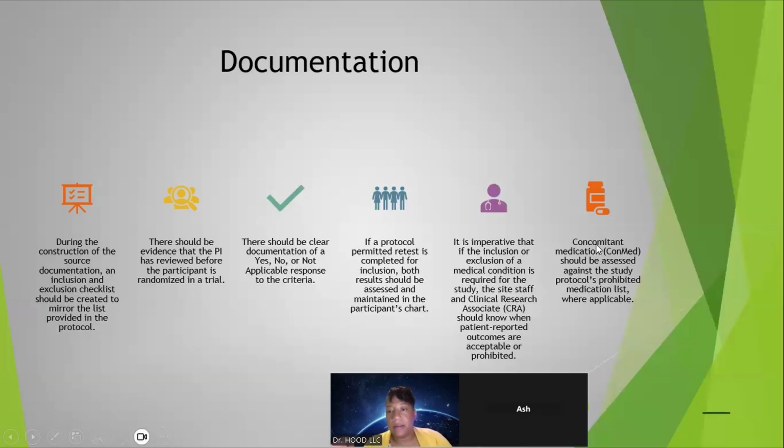And concomitant medications should be assessed against the study protocol's prohibited medication list where applicable. So not all trials have a prohibited medication list, but when they do, we just want to make sure that the subject's reported concomitant meds are not a prohibited medication.